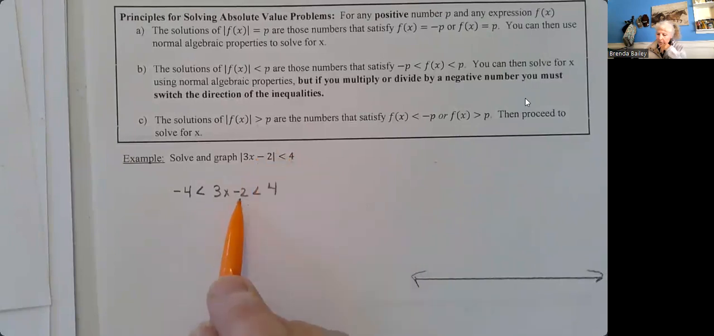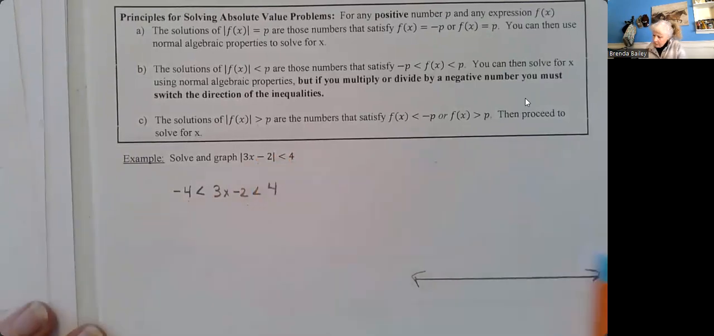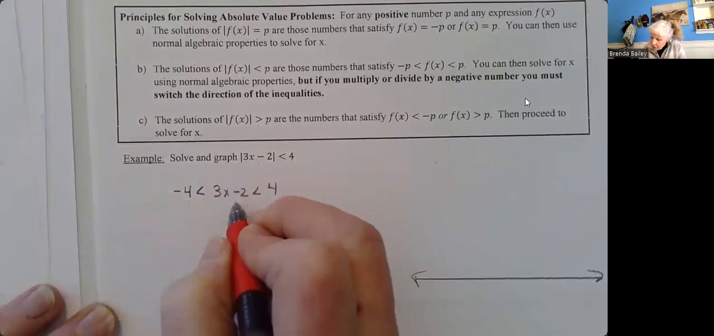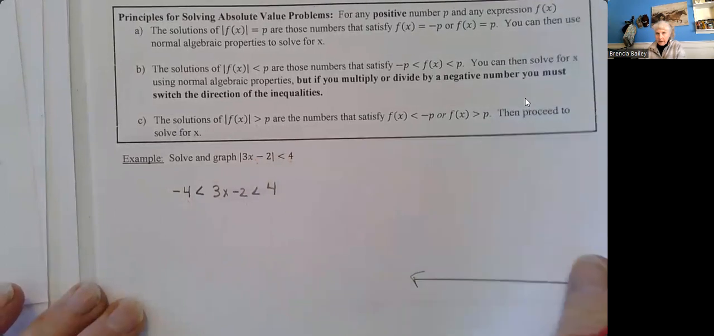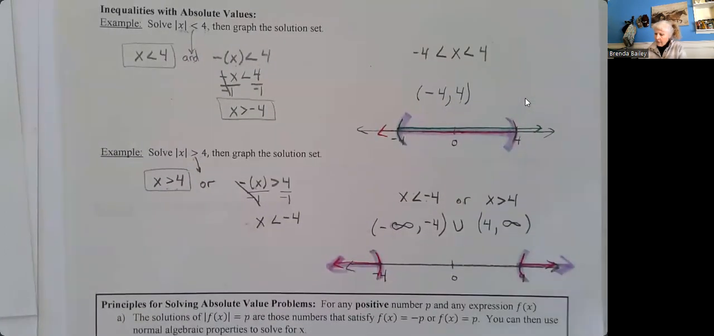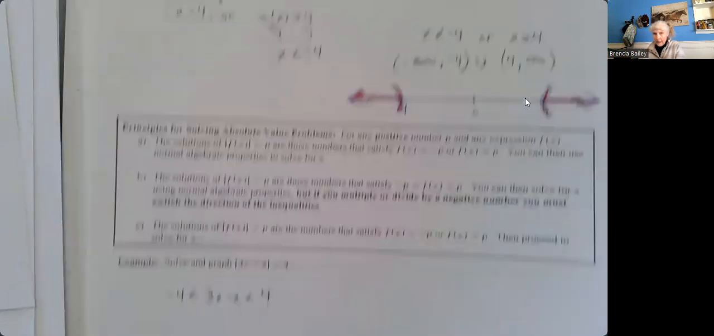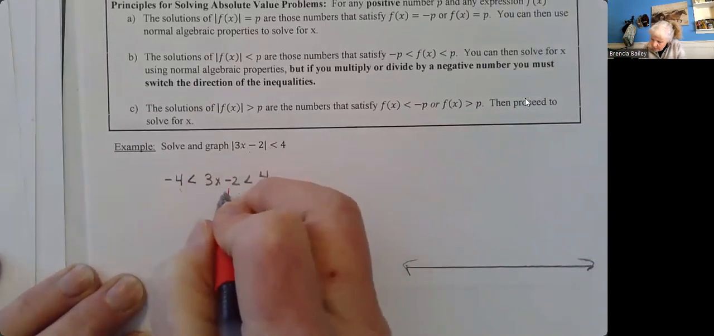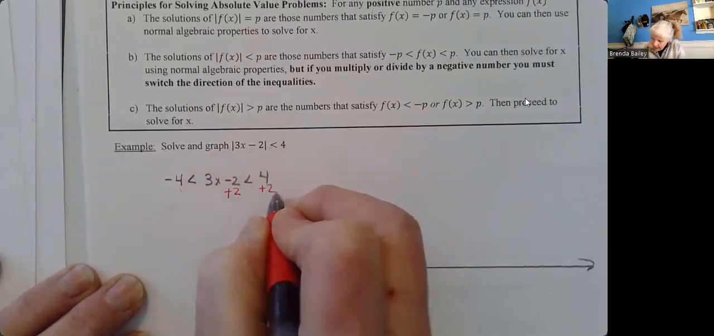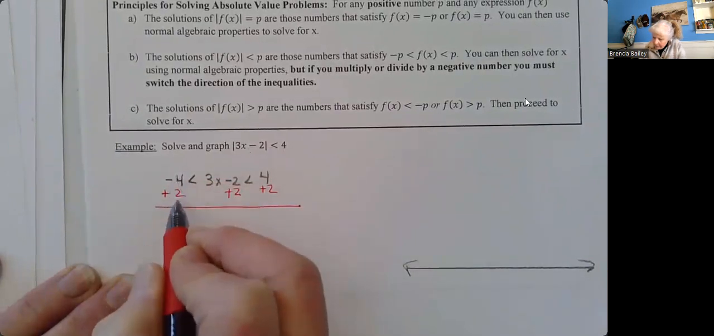So now you solve this, and we talked about this at the end of chapter 8, section 8.1. What we'll do is get rid of the 2. Our ultimate goal is to get the x by itself in the middle. So we're going to add 2, add 2, add 2 to all three sections.